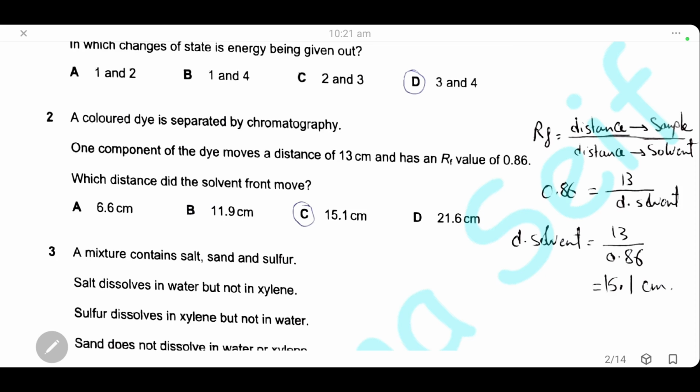Number 2. A colored dye is separated by chromatography. One component of the dye moves a distance of 13 centimeters and has an RF value of 0.86. What distance did the solvent front move? Okay, we have the RF value equal to the distance moved by the sample divided by the distance moved by the solvent. So we have the RF value, which is 0.86, and the distance moved by the dye, which is the sample, is 13. So you will calculate the distance moved by the solvent, which will be 15.1 centimeters.